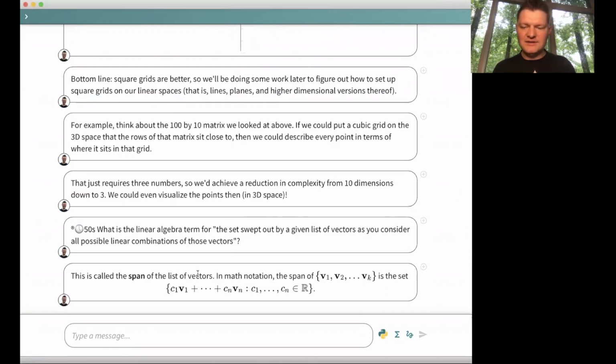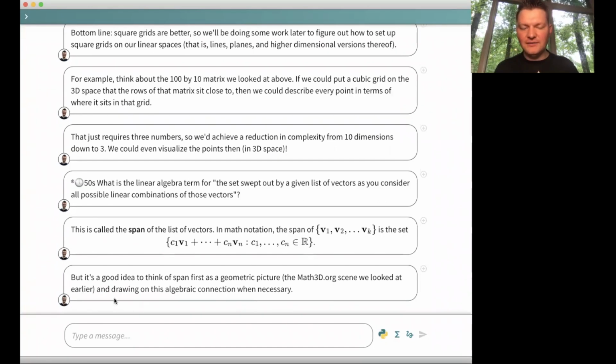So the span of a list of vectors is the set of all linear combinations you can achieve by varying the weights over R. It's a good idea to think of span a little bit less in terms of this mathematical notation and more in terms of the geometric picture, like that 3D scene we looked at earlier, where we were able to vary the weights we were using to combine two vectors and see where the sum is, and we swept out a plane. That's how I want you to think of span, the set of all linear combinations.